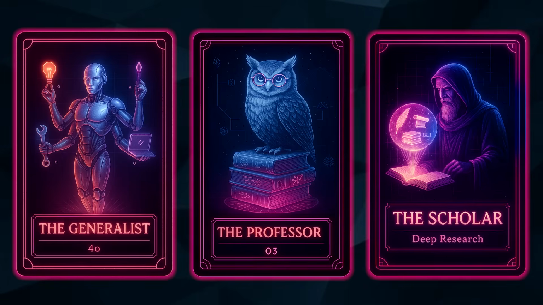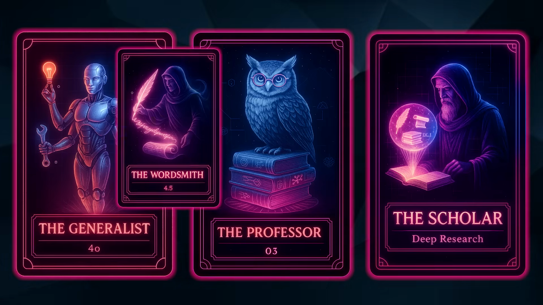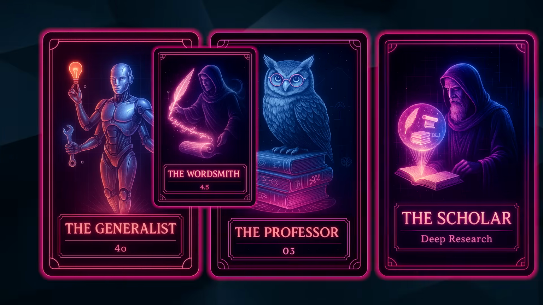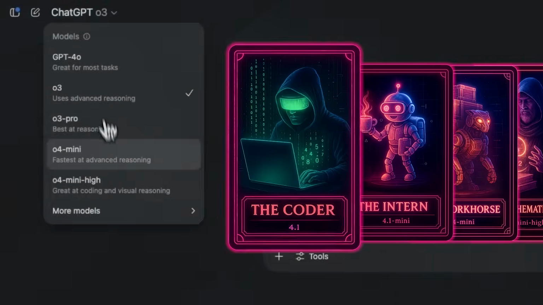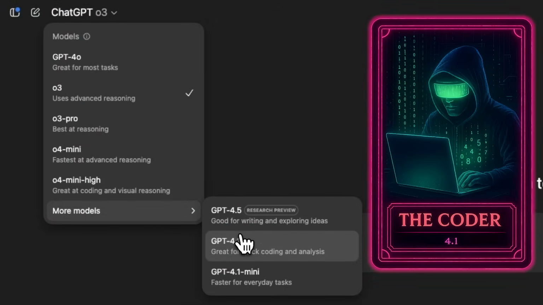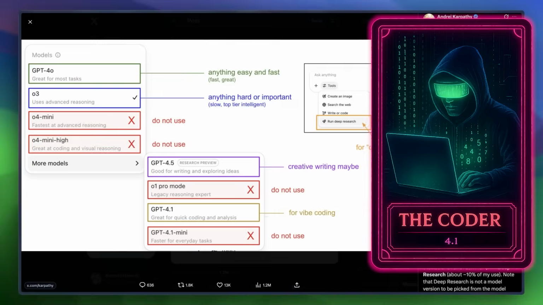Now, so far, we've covered the core players, the Generalist, the Professor, and the Scholar, plus the Wordsmith, which is the biggest kind of random outlier. But now we're moving into some specialists, or what you switch to when you hit a wall. GPT 4.1, the Coder. This is the model Karpathy listed as great for vibe coding.